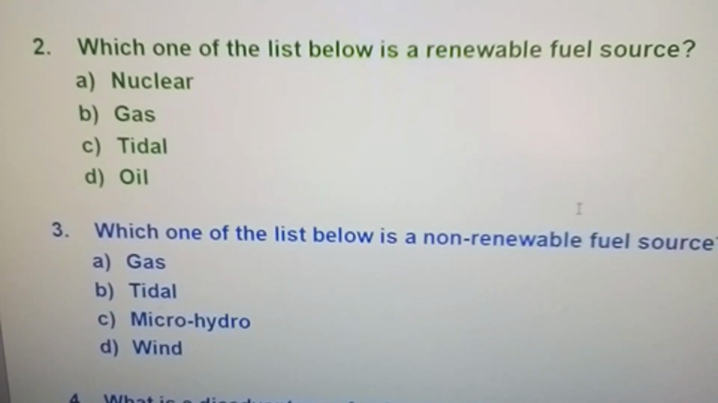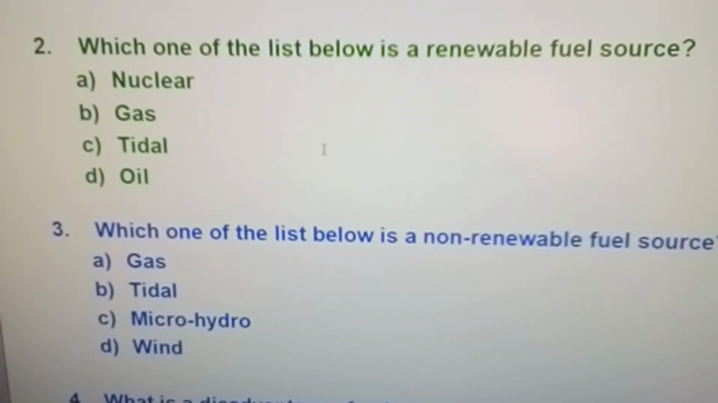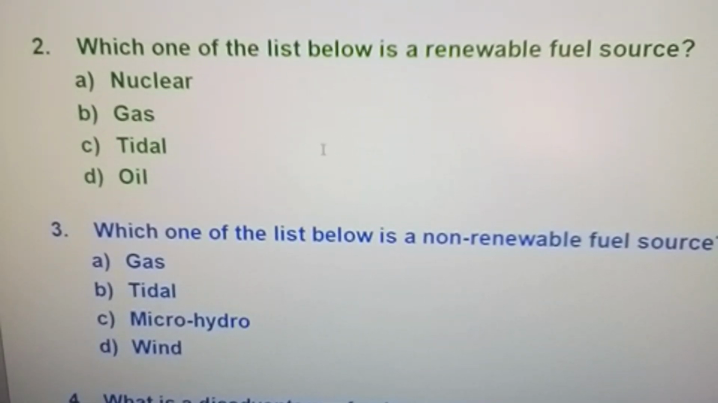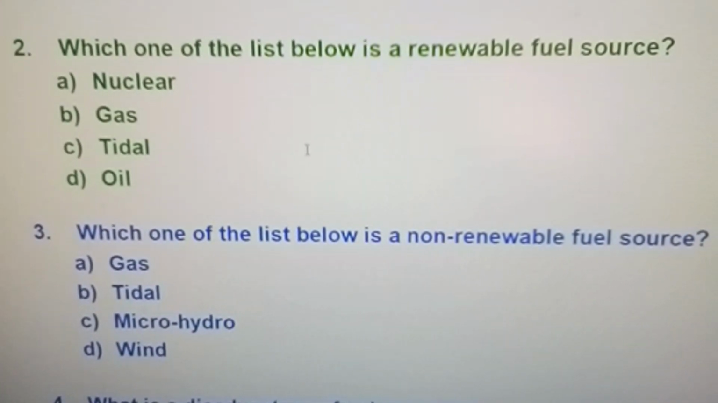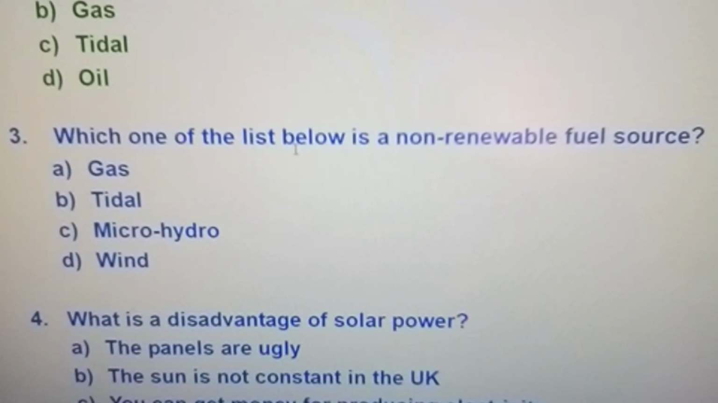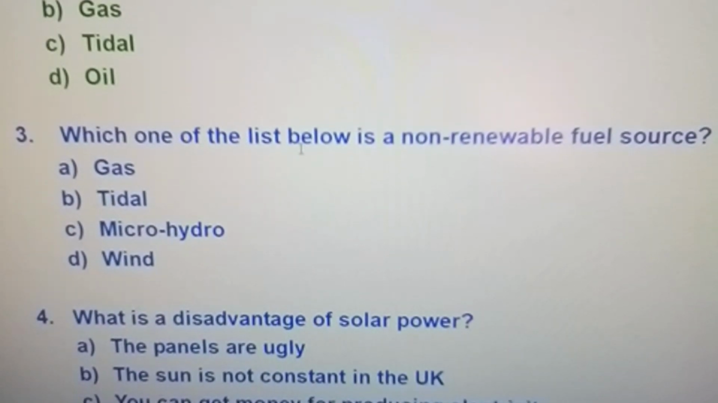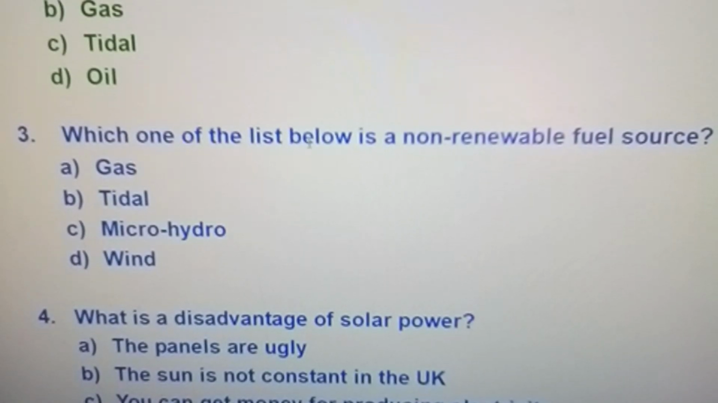Okay, now which one of the list below is a renewable fuel source? Now you have this information, so if you put the information into the internet or do a search, what energy is renewable, it will give you quite a lot of information. The idea then is to select that information and make it your own. Which of the list below is a non-renewable fuel source? And simply take an answer from there.